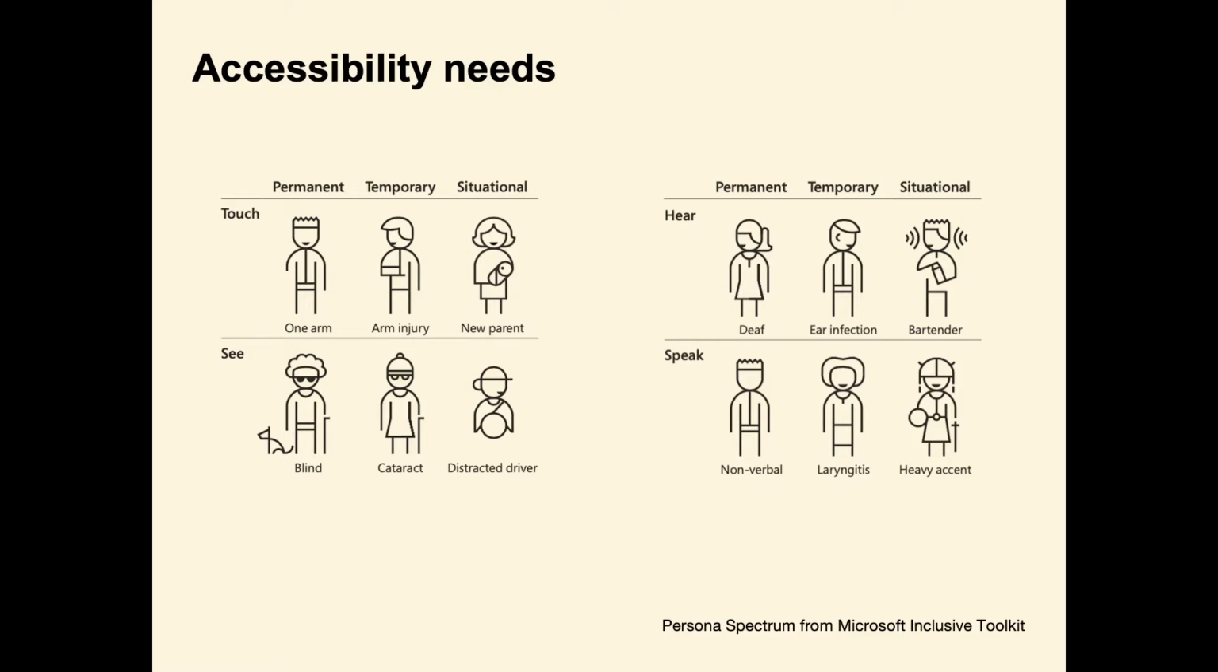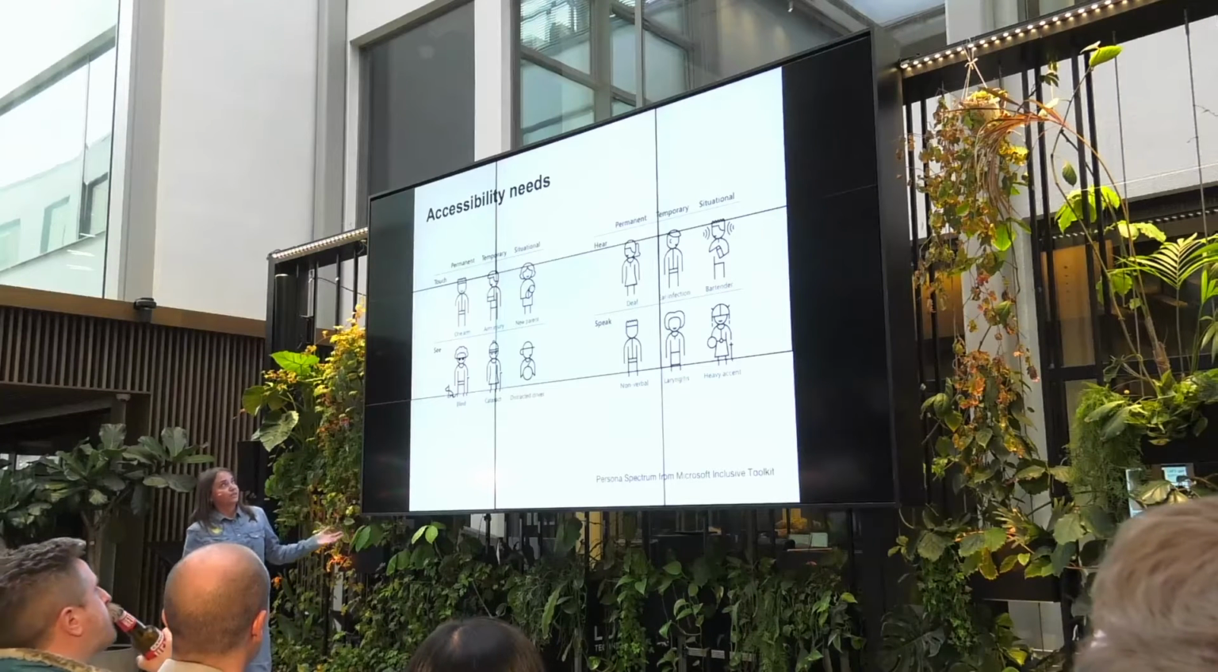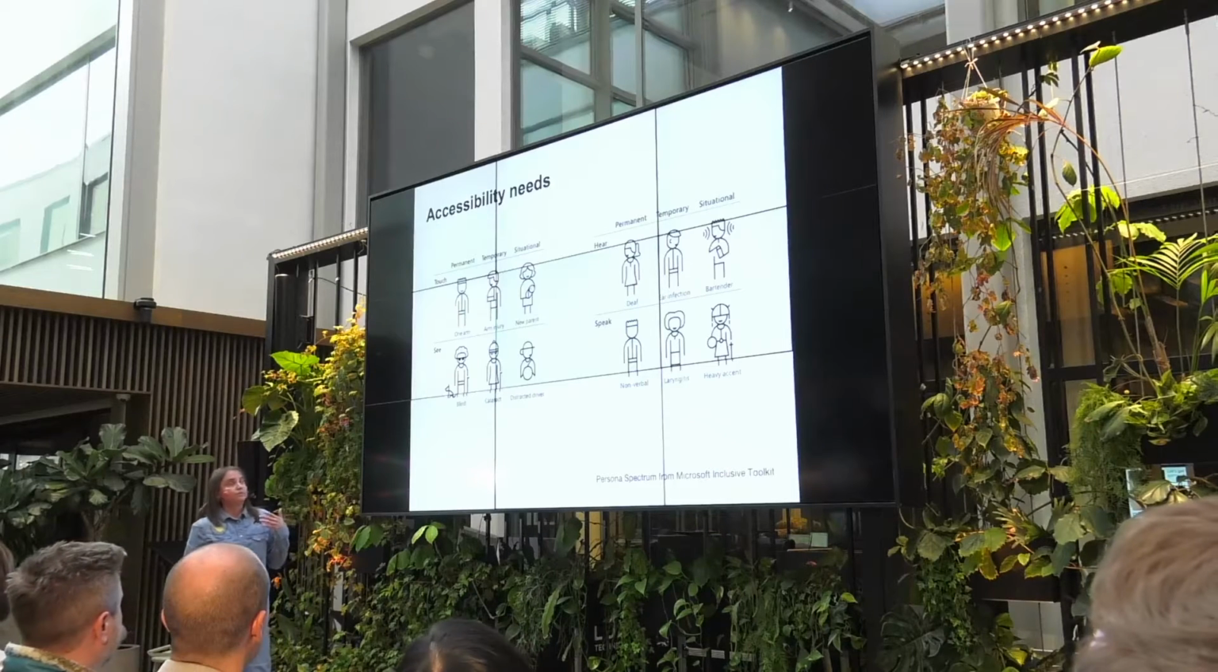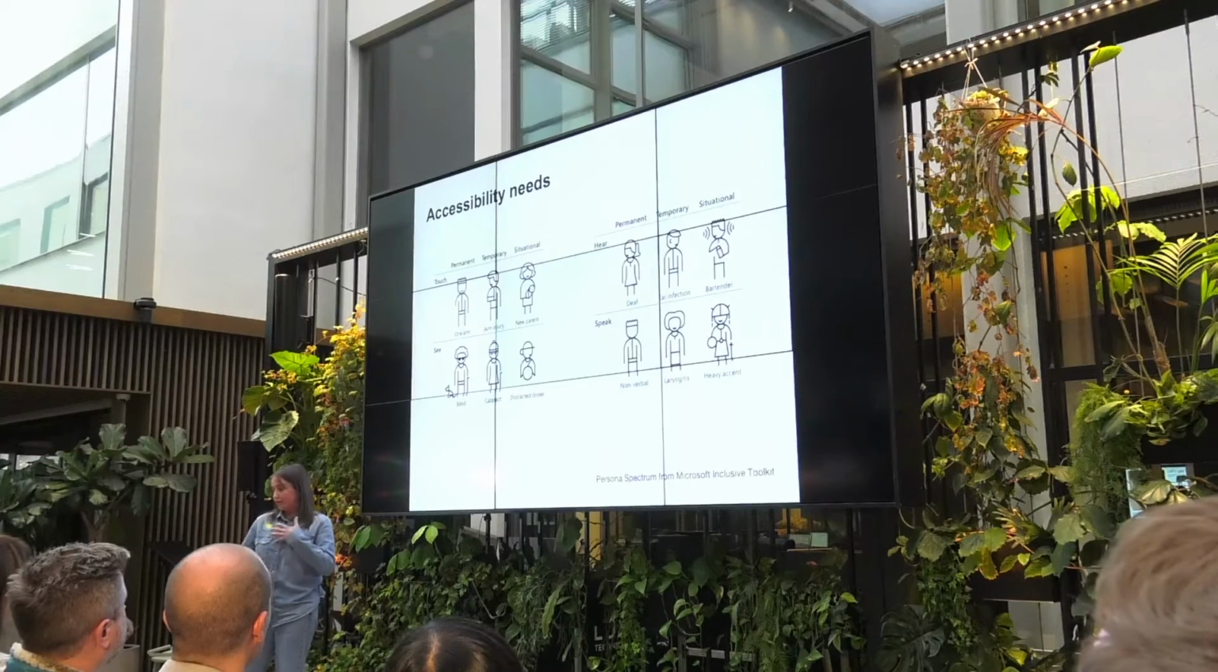And if you add to that, so these are, let's say, the permanent access needs or disabilities, and then we have the temporary and the situational. So just to give an example, for the touch bit, you might have one arm, but you might have an arm injury, which is temporary, or you might be a new parent just carrying a kid, and again, you only have one hand available. So if you add these numbers as well, you understand for what numbers we're speaking, what percentages of the audiences.